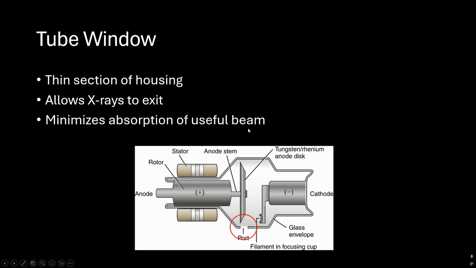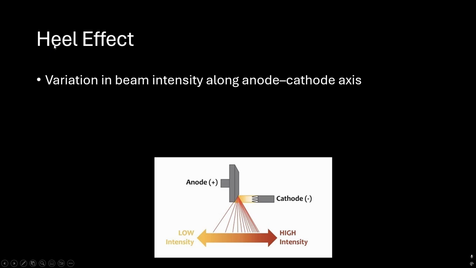It minimizes the absorption of the useful beam. This window should have very low absorbing material because we don't want the photons to be absorbed before hitting the patient. Now we have something called the heel effect. It's a variation in beam intensity along the anode to cathode axis.